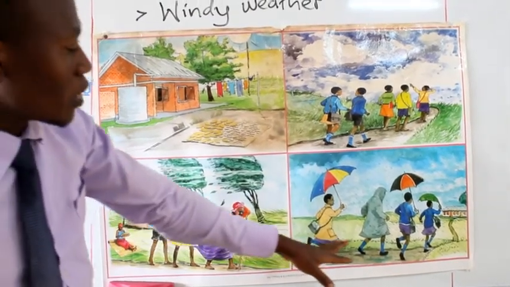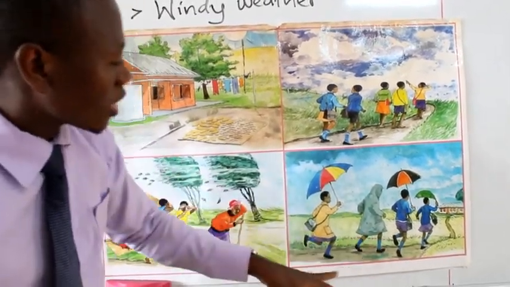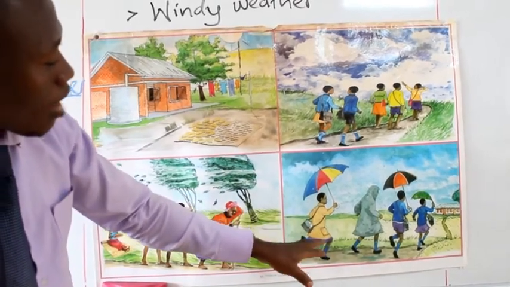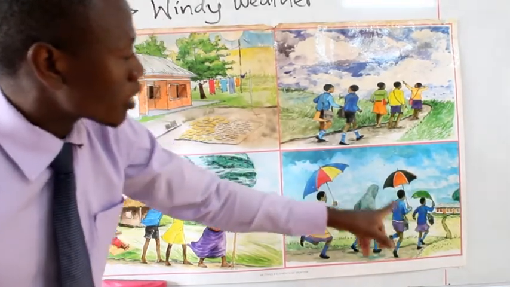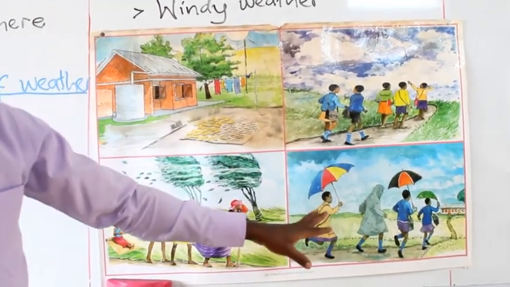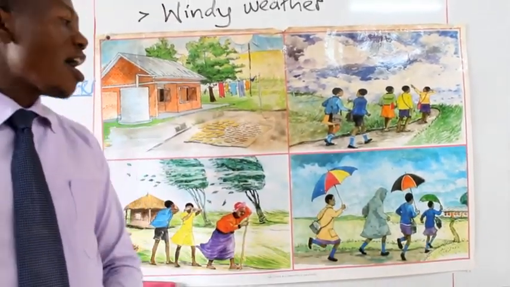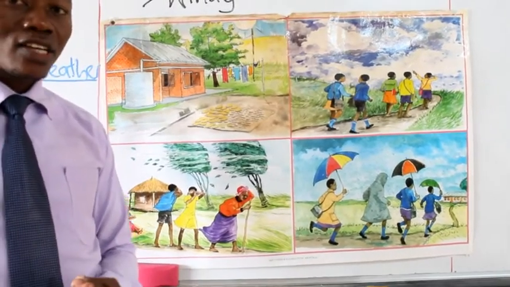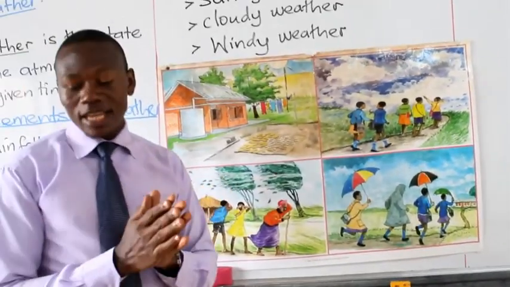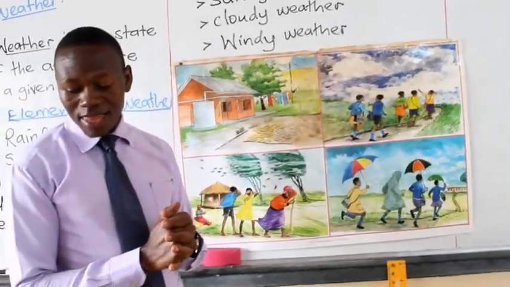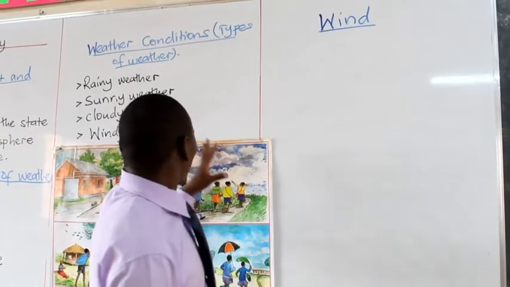Then we come down here. The last picture is showing people having umbrellas and there are many drops of water from the sky. This is the one you're terming as the rainy weather. So these are the changes in the weather that we can easily identify in the class.